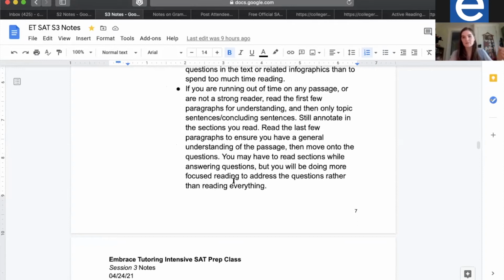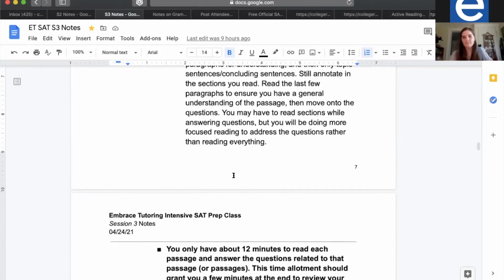Of how to then get to the questions, because the questions are what you have to do on the test. That's your focus. So you don't want to get bogged down by the reading.